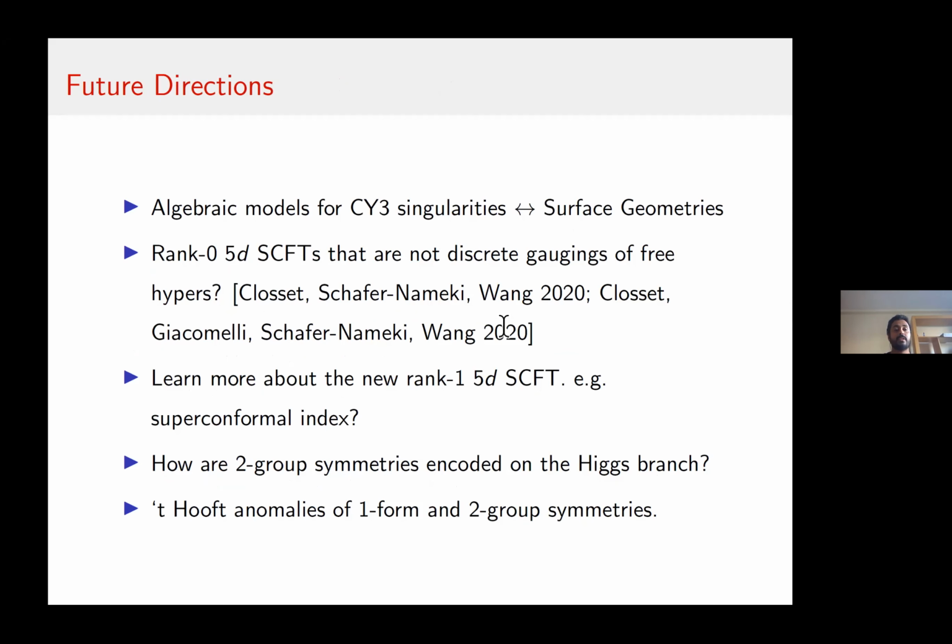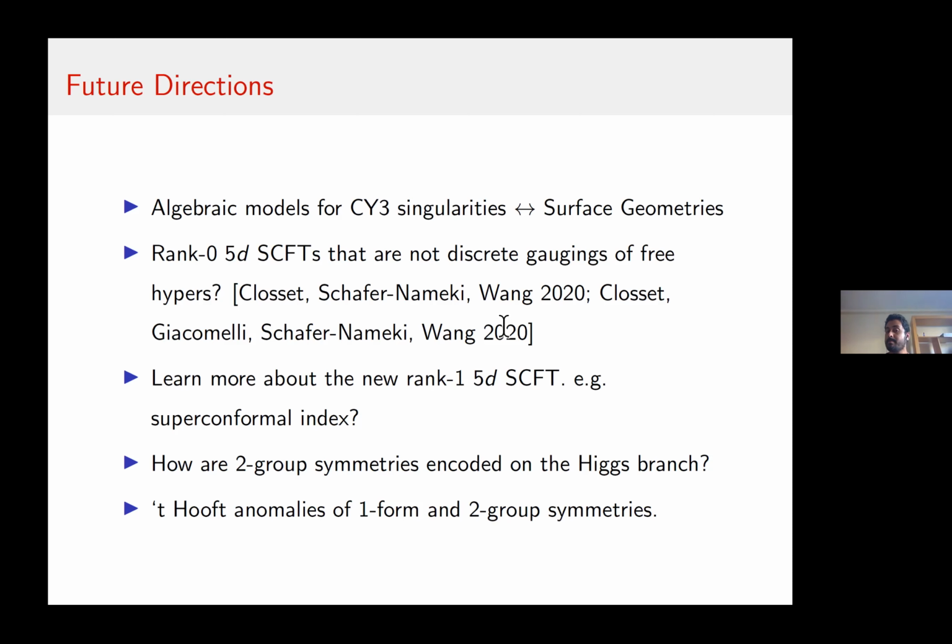Okay. So that brings me to the end of my talk. I hope I have given an overview of how surface geometries have led to progress in understanding the classification of 5D SCFTs and progress in understanding generalized global symmetries of 5D SCFTs. And there are some interesting future directions which can be pursued.